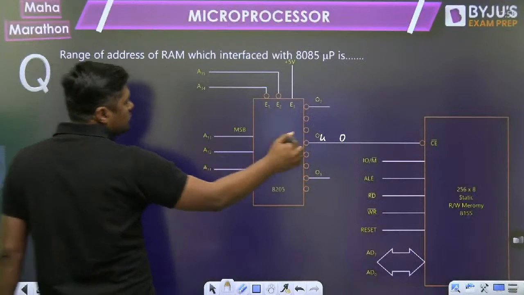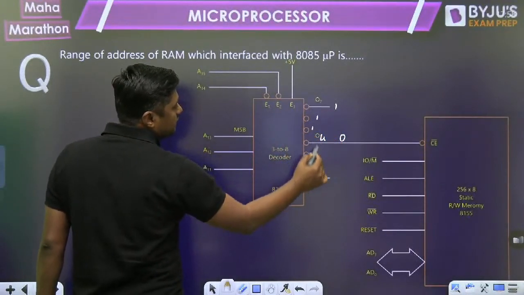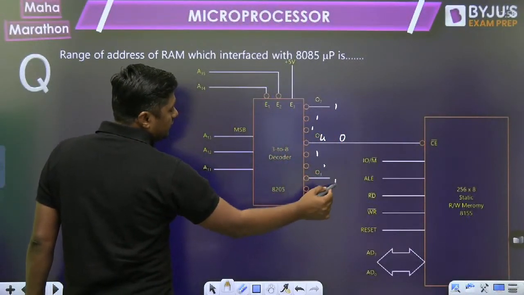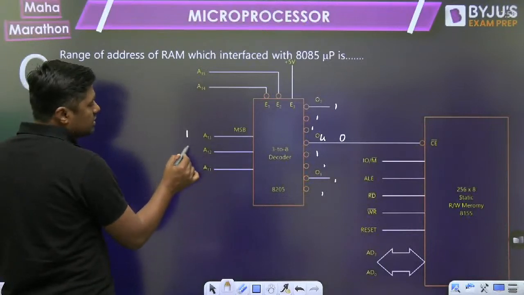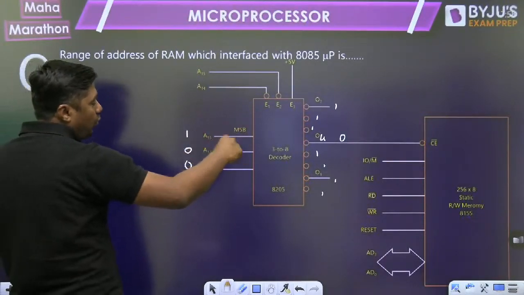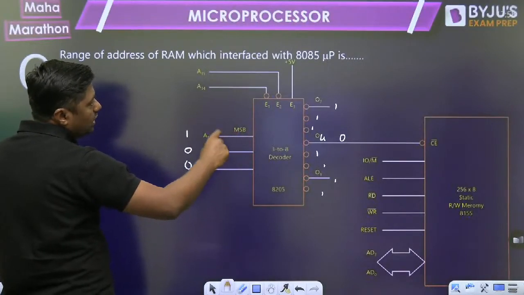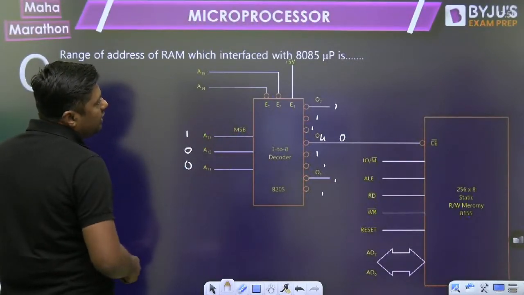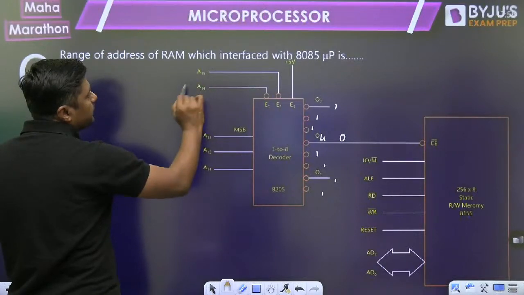When it will become 0 and all others will remain 1, it is possible when we are giving 100 here, because it is the MSB. But this decoder will work when we are giving 1-1 here.